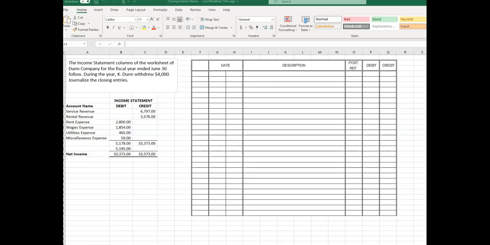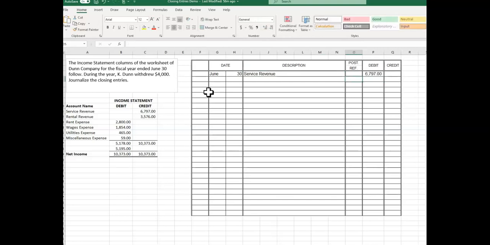Okay, so we're going to go ahead and close all of the temporary accounts. We'll begin with closing the revenue account. First thing, we put in the date, which is June 30. And since revenue accounts have a credit balance, to zero them out, we need to debit them. So we're going to say service revenue, a debit of $67.97.